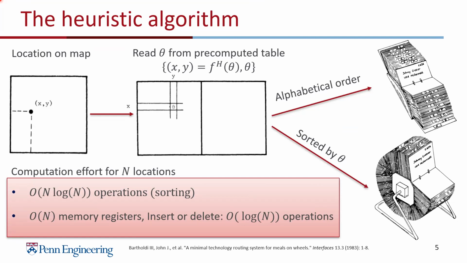Even better, it's very easy to insert or delete new places here. Let's say you get a new subscriber to this program and you want to add their location. You just get their location x, y, compute theta, and add that card in the corresponding order of the theta list and the alphabetical order list.